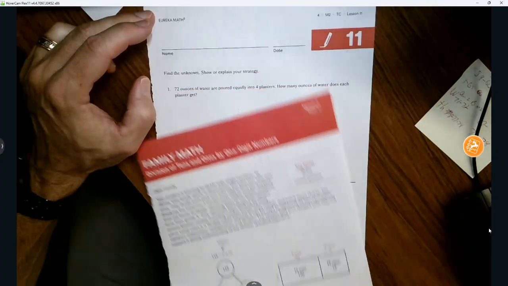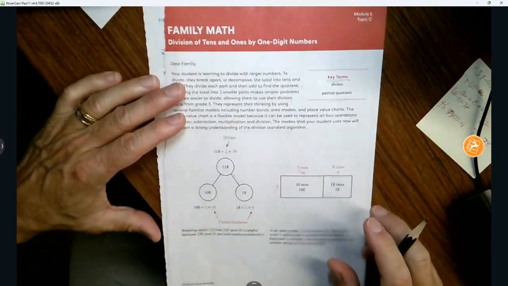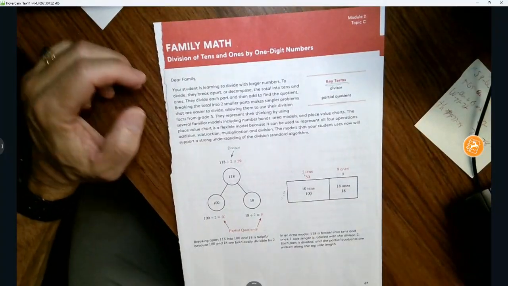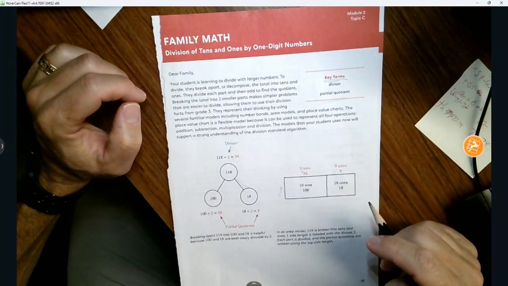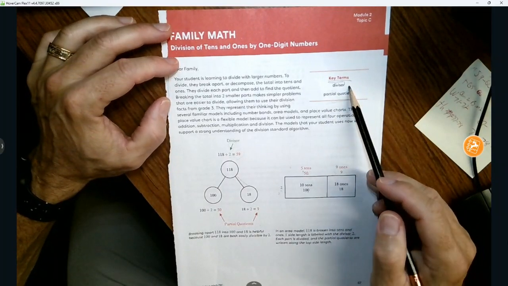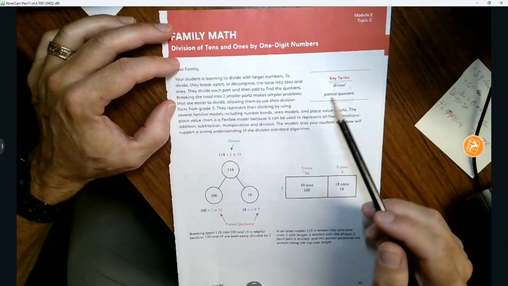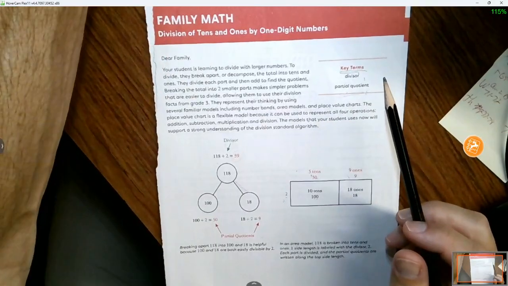We're going to look at Lesson 11 homework. First, we're going to go over a couple key terms that we need to remember, because you're going to hear these in class, or you already heard these in class. The key terms are divisor and partial quotient. Let me try to zoom in a bit.